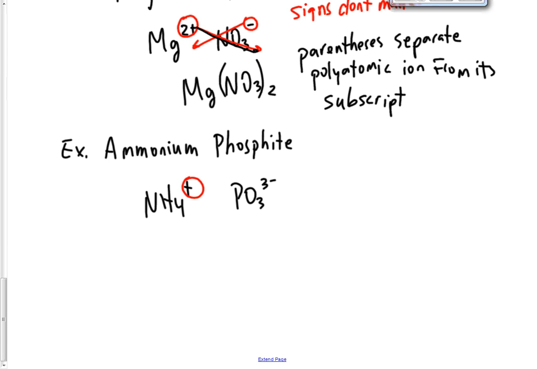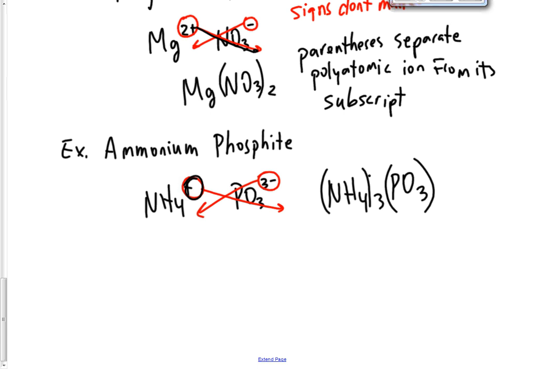We're going to take these and cross them, just like we always do. All right, and then we have NH4, 3. We're going to put our parentheses around the NH4 to separate it from that 3. All right, and then the phosphite is just PO3. And we brought down a 1 here, so we don't have to write it. Okay, you don't always have to put parentheses around it. So don't think you have to put parentheses around everything.